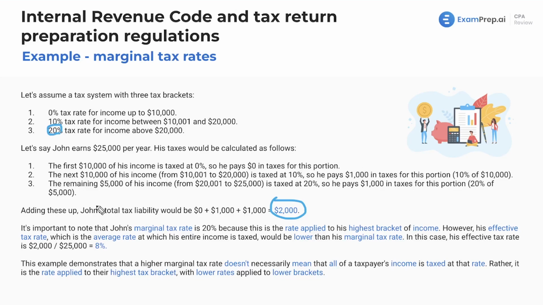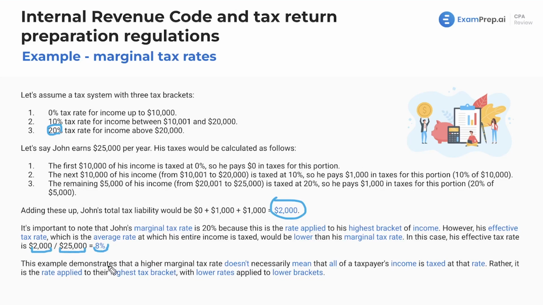If we wanted to know the effective tax rate, and this is something you could see, the word effective means actual. This is something you see on other exams as well. What was the effective rate? That is going to be taking into account really what John paid in taxes. That's going to be the average tax rate at which his entire income is taxed. In this case, what did John pay in taxes? John paid $2,000 and John made $25,000. So in reality, his effective tax rate, his real tax rate, his actual tax rate was 8%. This is the amount he actually paid. The outflows divided by the inflows.